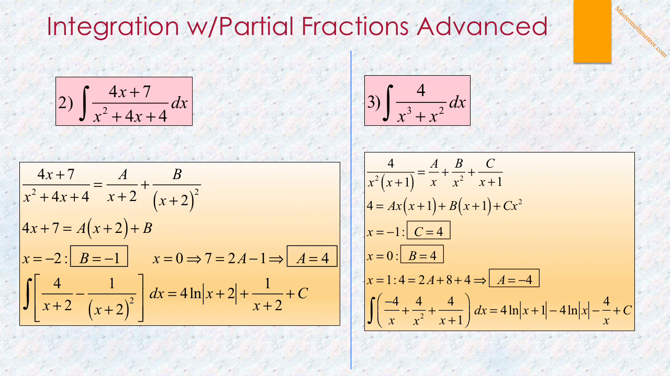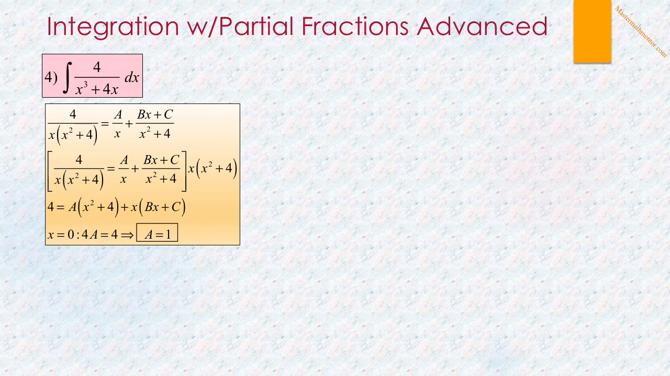And therefore our integral of -4/x + 4/x² + 4/(x + 1) turns out to be 4 ln|x + 1| - 4 ln|x| - 4/x + C.